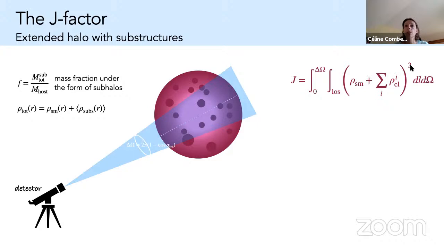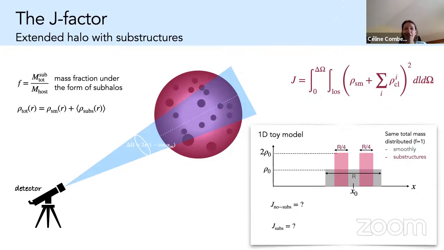So what is this going to do? Again, I'm going to give you maybe a minute to think about this 1D toy model, where I have a host halo, in gray, that is smooth with no substructure. And I am turning all this mass, so I'm going to use a fraction equal to 1, into substructures that have a density twice as large as the original host halo, but of course a smaller extension because I need to conserve mass. So if I do this, what's going to be the J factor in this toy model? Again, I'm just going to wait a little bit for you to think about this.